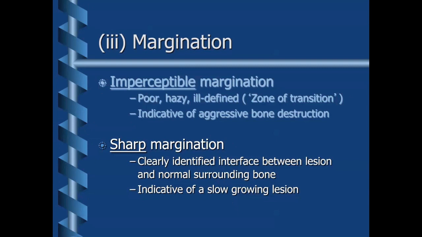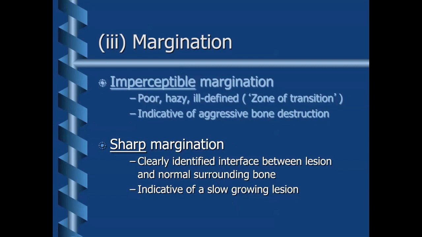Now, this is not completely intuitive, because often when people see a sharp margin to a lesion, the lesion stands out more and it looks worse to the untrained eye. Whereas a lesion that has an imperceptible margin, which is poorly defined, hazy, tends to not look as bad. But the reality is quite different.